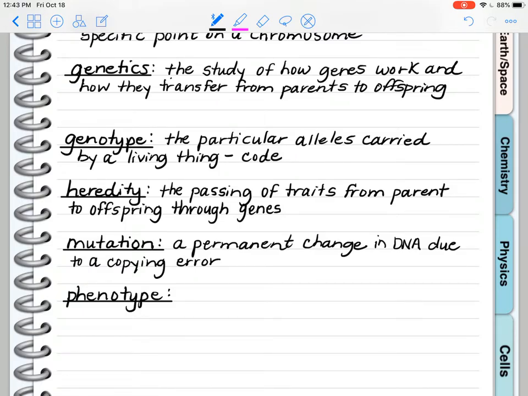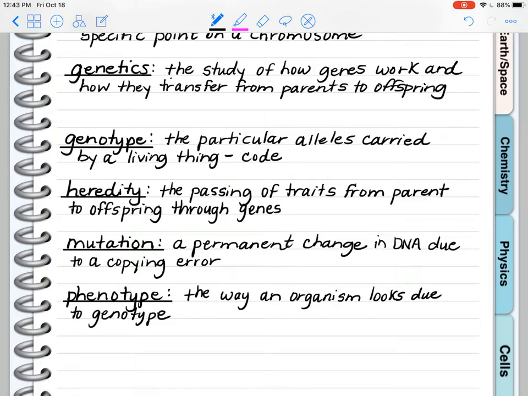And a phenotype is the way an organism looks. So this is the type you can see due to the genotype. The genotype is the genetic code that I can't see, but the phenotype would be the traits that I can see. So if someone has brown eyes and blonde hair, those are traits in their phenotype, but they're caused by genes in the genotype.